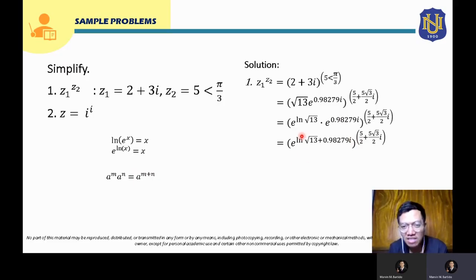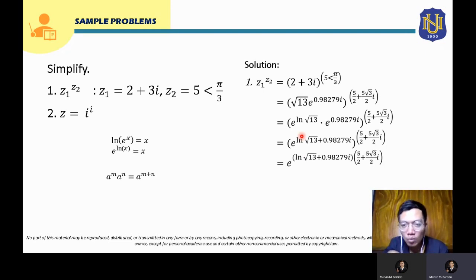0.98279i. So from here, as you can see, this exponent of e is actually a rectangular form of a complex number, right? This rectangular form of complex number is multiplied by another rectangular form of complex number, right? So we can multiply this exponent and this. We can use the FOIL method in doing so. So using the FOIL method to multiply ln square root of 13 plus 0.98279i times 5 over 2 plus 5 times square root of 3 over 2i.